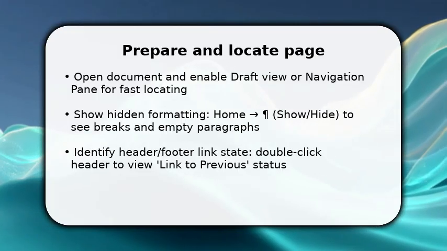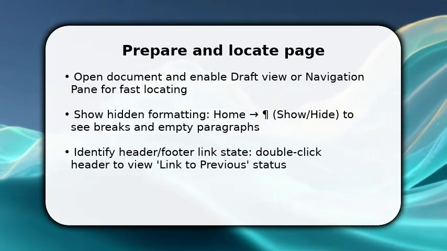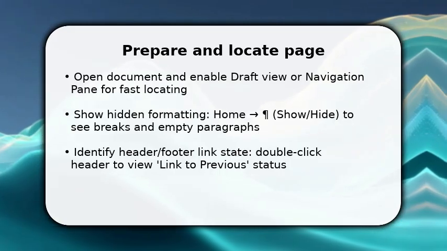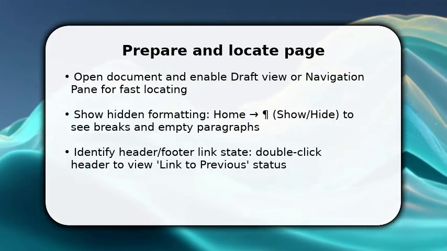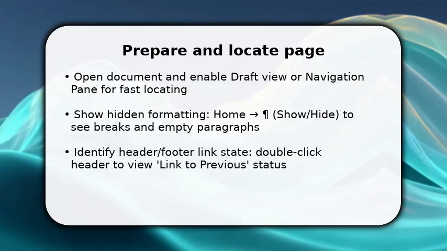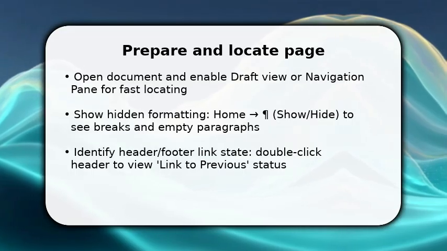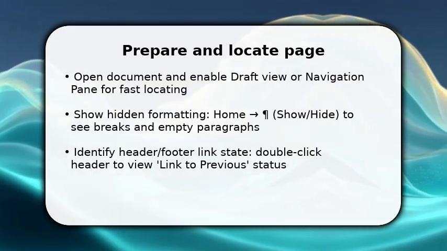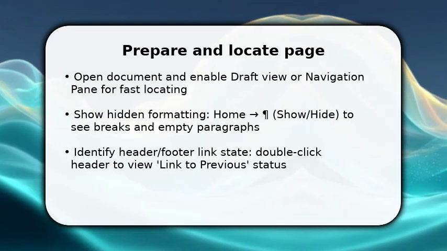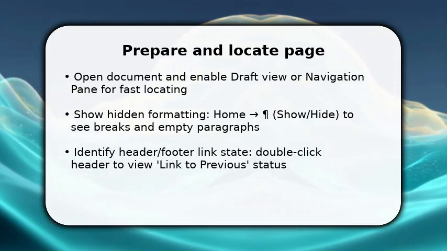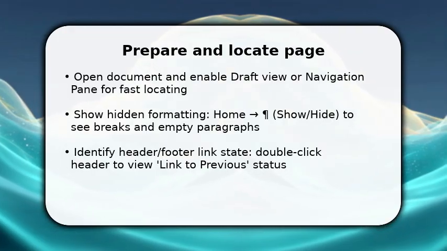You start by finding the troublesome page quickly. Open Draft View or the navigation pane so you can jump to the page. This saves time. Once there, turn on Show/Hide to reveal paragraph marks and section breaks so you know what's keeping the page visible. Next, double-click the header or footer to expose the header/footer controls and check if Link to Previous is active. This tells you whether deleting content will affect adjacent sections.